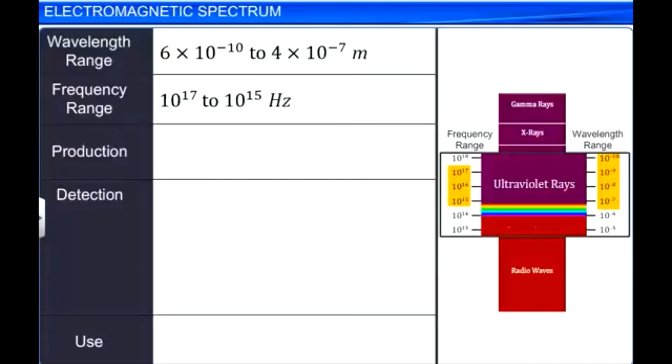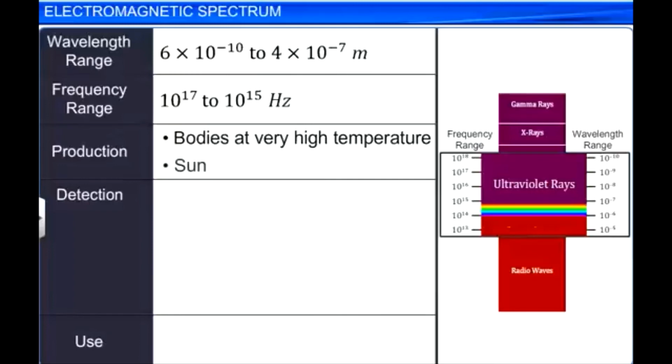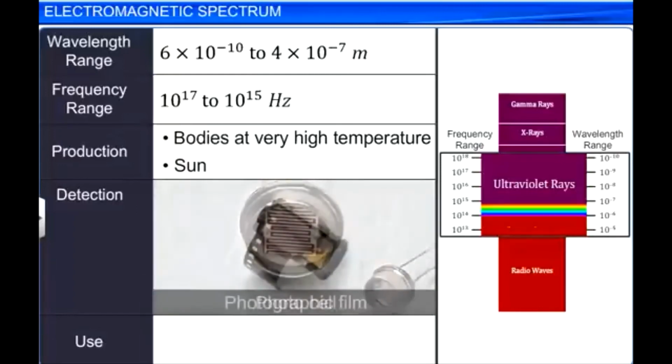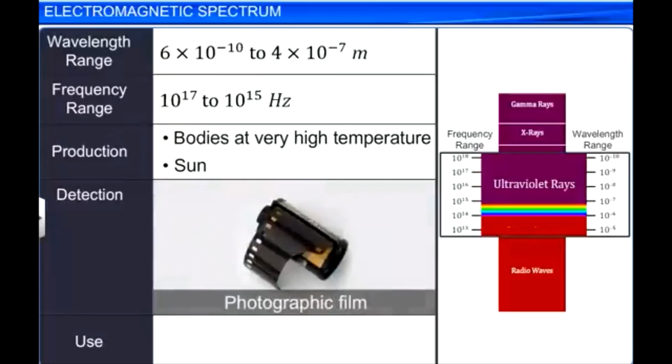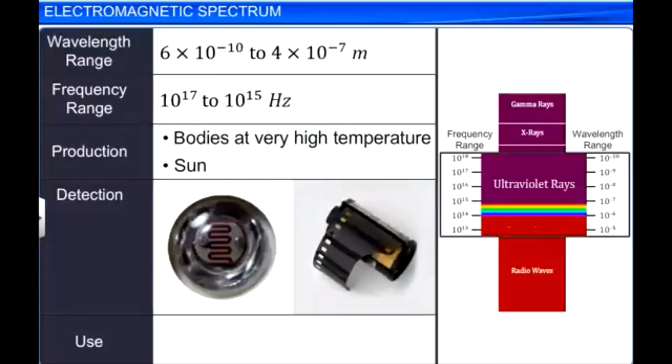Ultraviolet rays are produced by bodies at very high temperatures, in which the inner shell electrons move from one orbit to another orbit. The Sun is also an important source of ultraviolet rays. They can be detected by photocells and photographic films. Since ultraviolet radiation can be focused into narrow beams with very high precision, it is used in eye surgery.